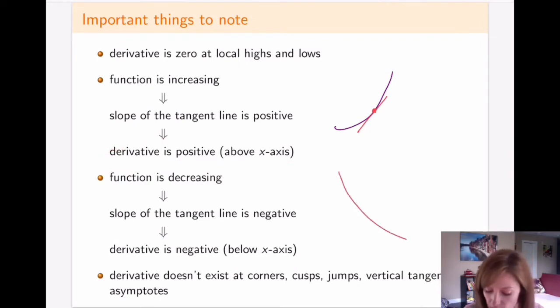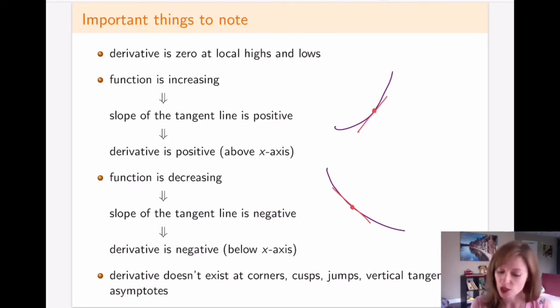If the function is decreasing, then the situation is exactly reversed, because if I were to draw a tangent line at this point, the slope would be negative, which means the derivative value is negative, which means it lies below the x-axis. Okay? So this is how one is to produce the graphs of the derivatives from the graph of the function, just using these important things to note.